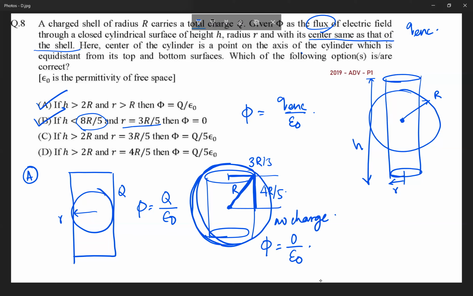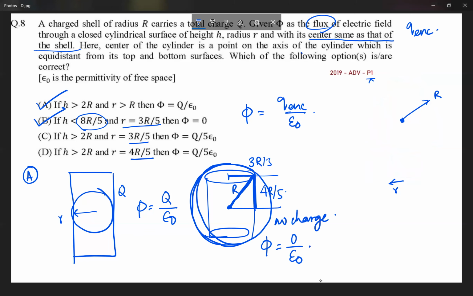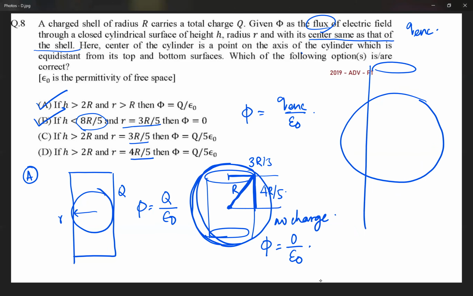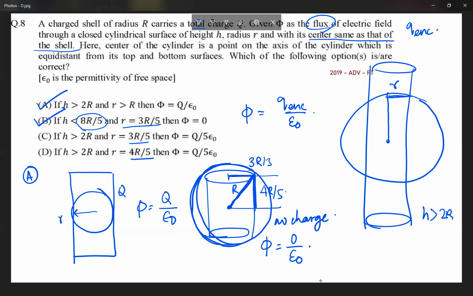Option C is H greater than 2R and r equal to 3R by 5. The fourth option is also H greater than 2R and r equal to 4R by 5. So let's solve these two questions together. Let us assume that the height of the cylinder is large enough, whereas the radius is not big. So we take a sphere and we draw a thin cylinder with a good enough height because H is greater than 2R. But the radius of the cylinder is not large enough, so the radius is restricted. This is small r. So the flux enclosed by the cylinder will only be the charge enclosed on this top cap as well as the charge enclosed on this bottom cap.